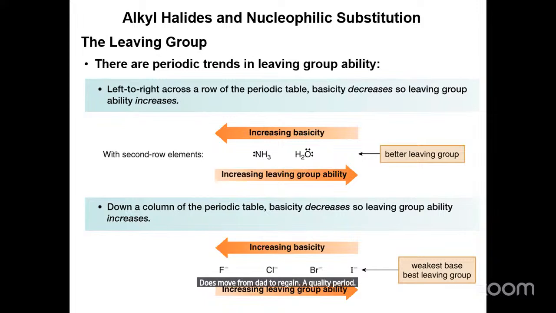But now the group within the halogen family, basicity is increasing as you come up the group, from bromine up to chlorine up to fluorine. Or you can say that basicity decreases down the group, whereas the leaving group ability is increasing down the group.